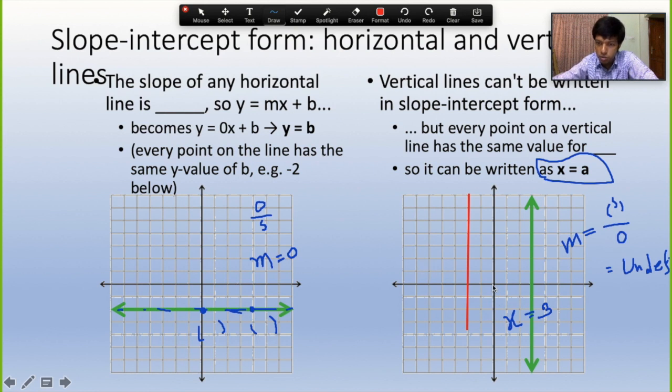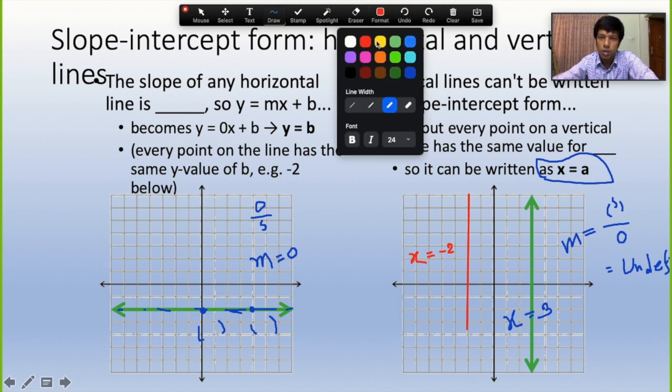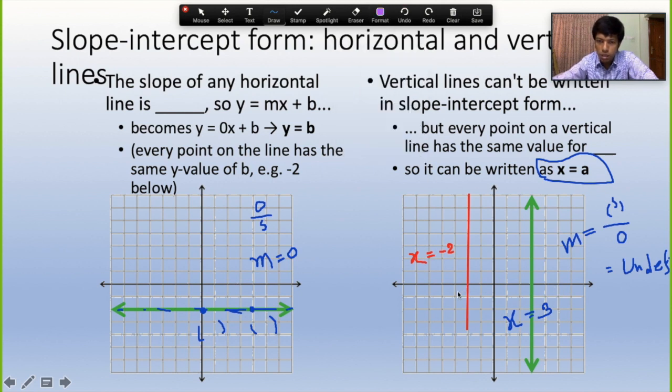This will be x equals to minus 2. Okay, so let me draw another line. Take a straight line. What will be the equation of this line? This line: 1, 2, 3, 4, 5, right? 5. So x equals to 5.